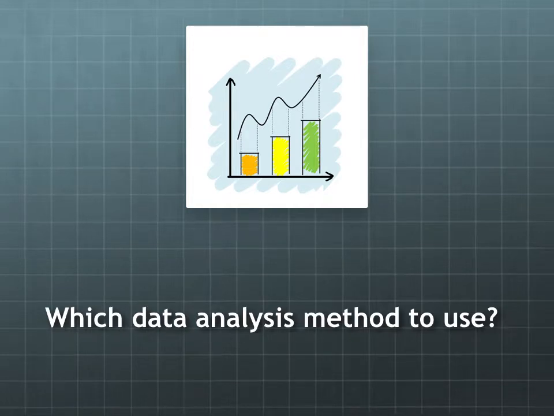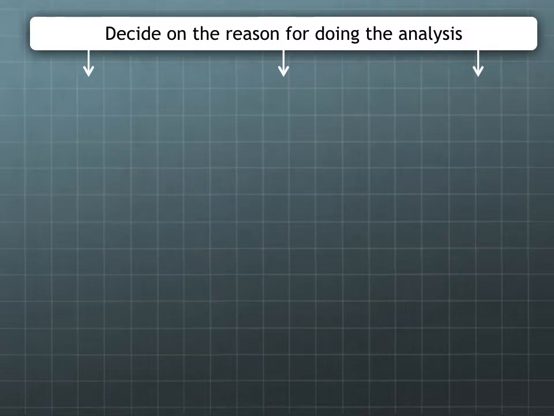So now that we've looked at the different types of data analysis methods that you can use, we need to know when to use which ones. And the first important thing is to decide on the reason for doing the analysis. So it's no point in deciding on a method until you actually know why you're doing it. There are three main reasons for doing data analysis.